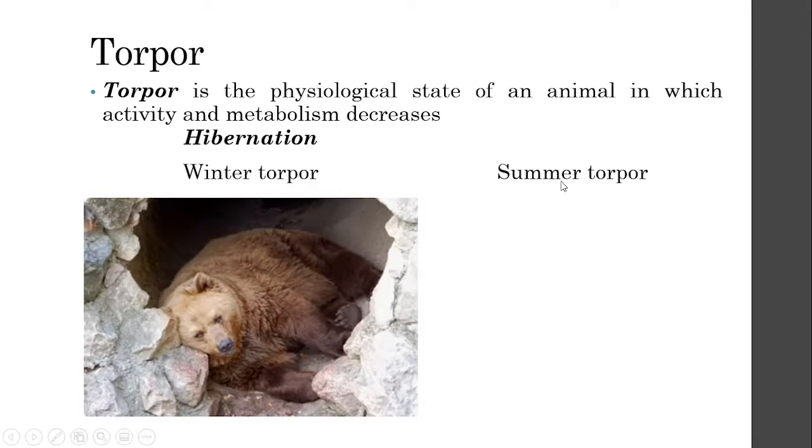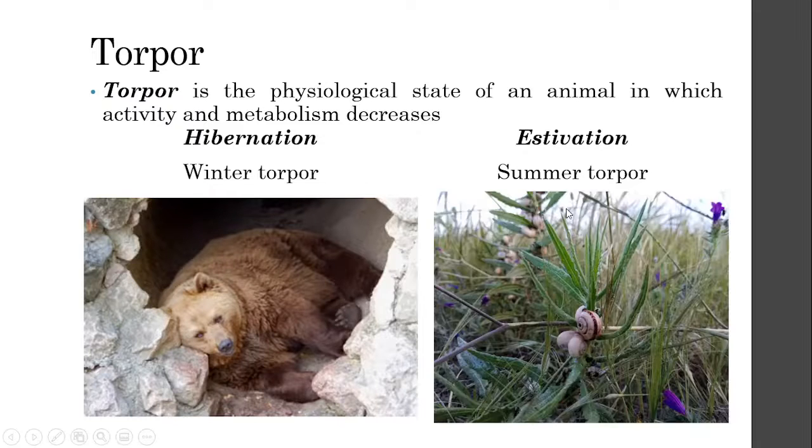And then there's also a summer torpor, and this is estivation. You're probably not familiar with this, but some of the animals that do estivation are snails. During the very hot season, snails conserve their energy by lowering their metabolism and lowering their activity. The reason na marami kayo nakikita na snail during rainy season is because they're coming out of their estivation. So during the summer, tago sila.